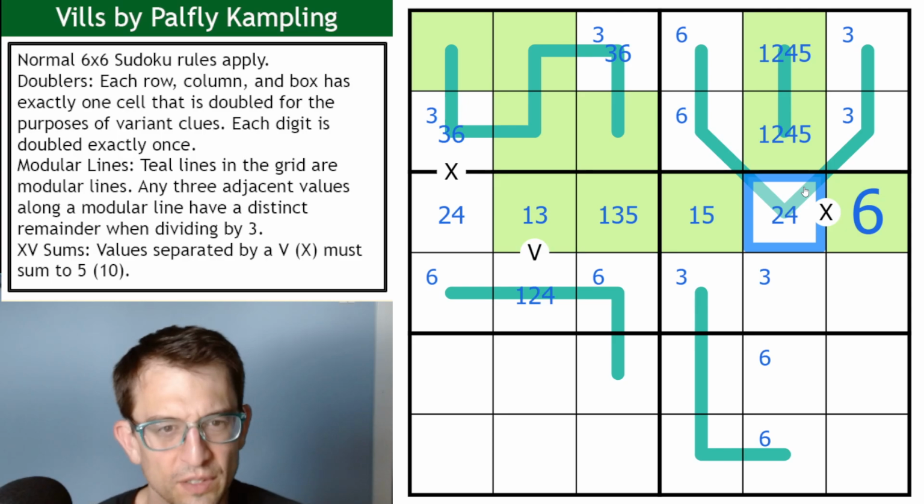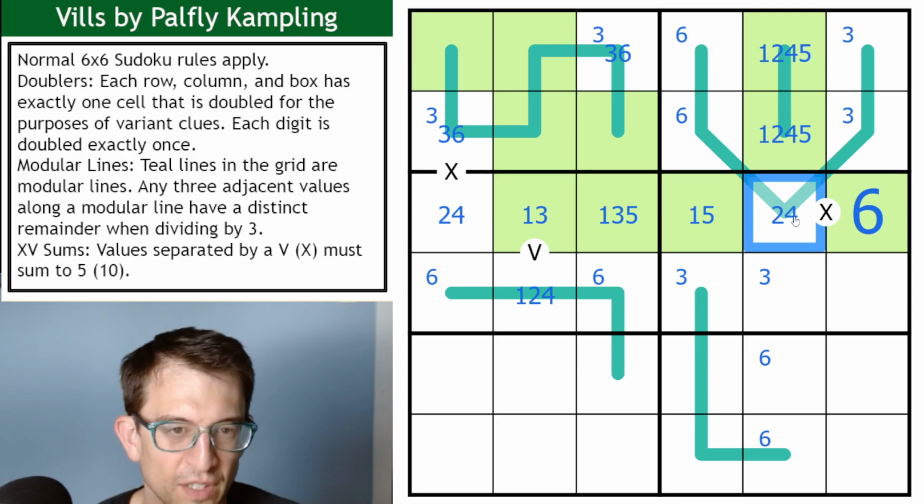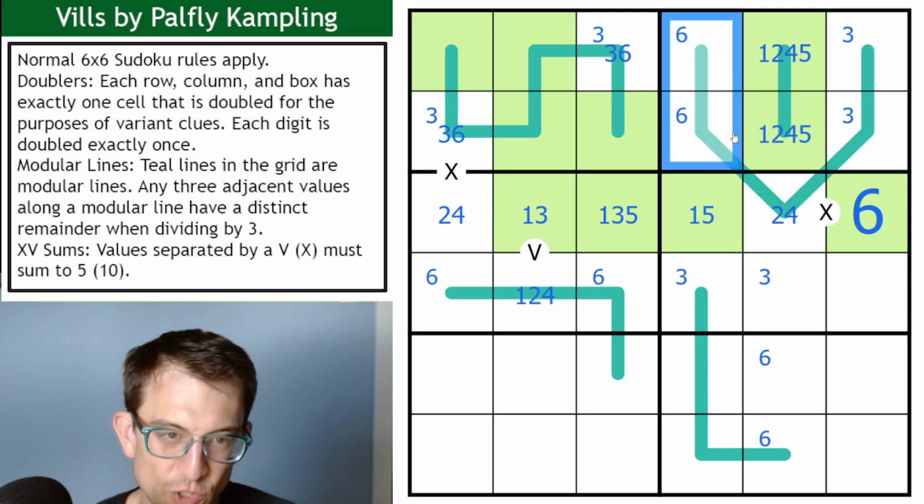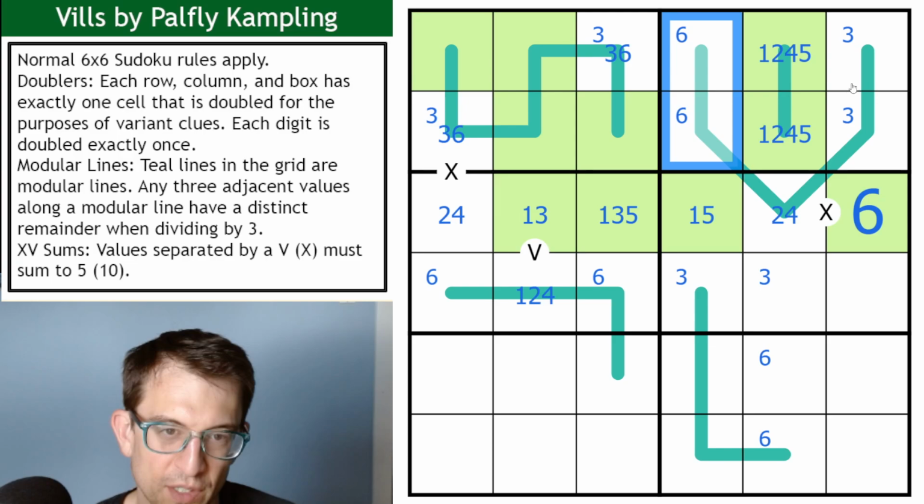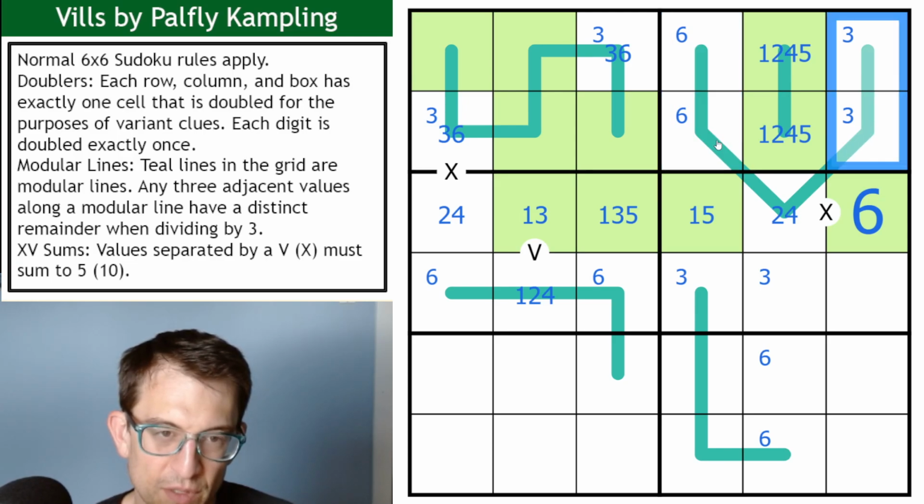Wait, no, that doesn't work. Hold on. No, that's fine. I'd have a natural 2 and a doubled 1 or 4. I had it backwards in my head. Okay, so this is a doubled 2. The natural 2, the undoubled 2 would go in one of these places. The undoubled 5 would go here. And I would have 1 or 4 doubled on one of these sides.